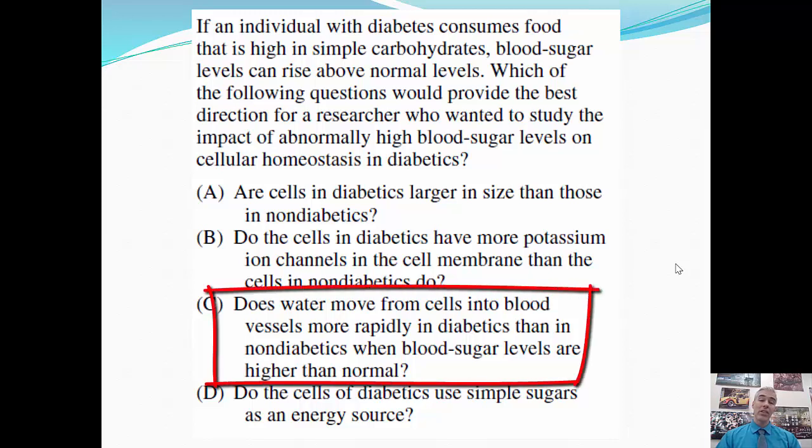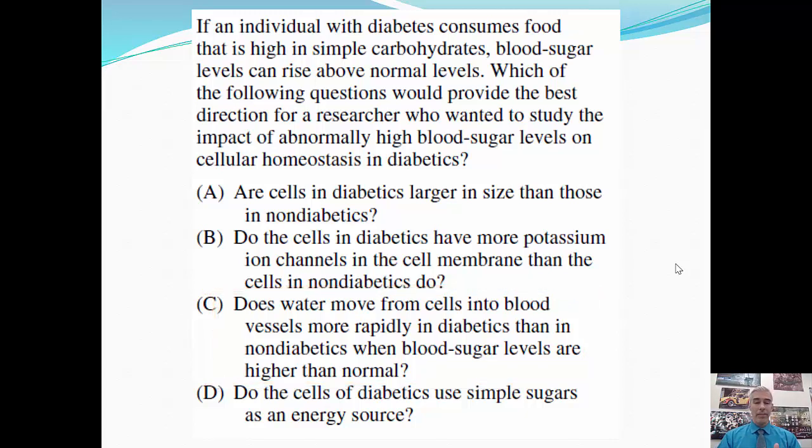Does water move from cells in the blood vessels more rapidly in diabetics than non-diabetics when blood sugar levels are high? So inside the blood, they're going to have high sugar levels, and as a result, water may move into the blood, right? And that can actually increase blood pressure. One of the side effects could be high blood pressure because of high blood sugar levels. There's more solutes in the blood, therefore you increase their blood pressure. So C is going to be the best answer here.